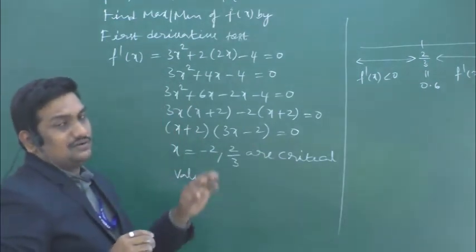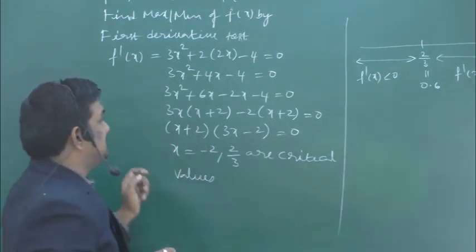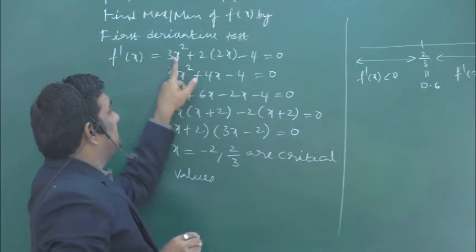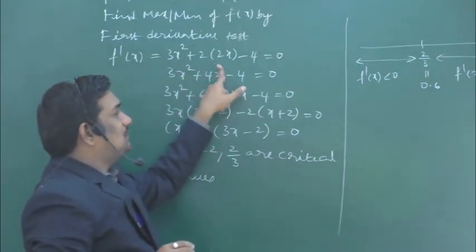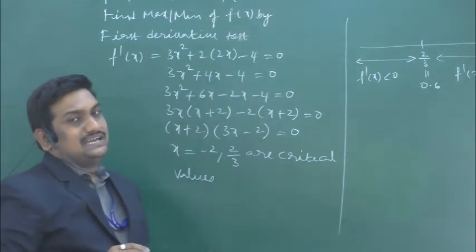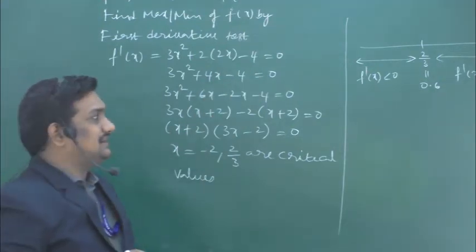You take minus 1 on the left hand side of 2 by 3. If it is minus 1, it will be 3 into minus 1 squared, it is 3. 3 minus 4, minus 4. 3 minus 8, it is minus 5. It is a negative quantity.